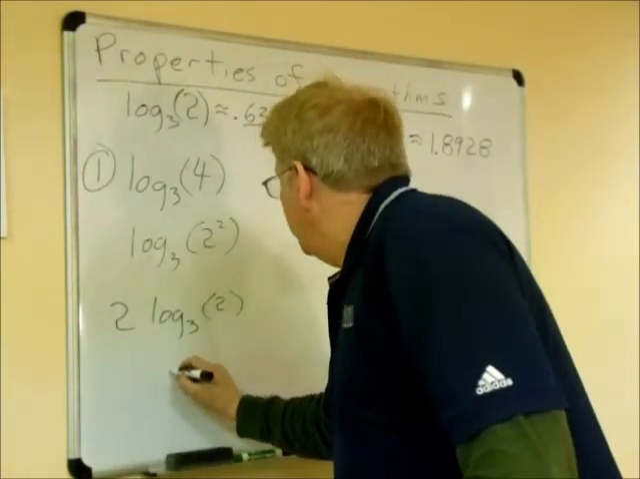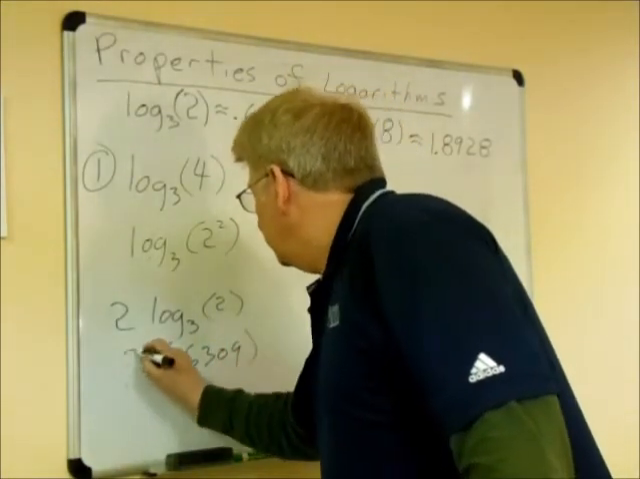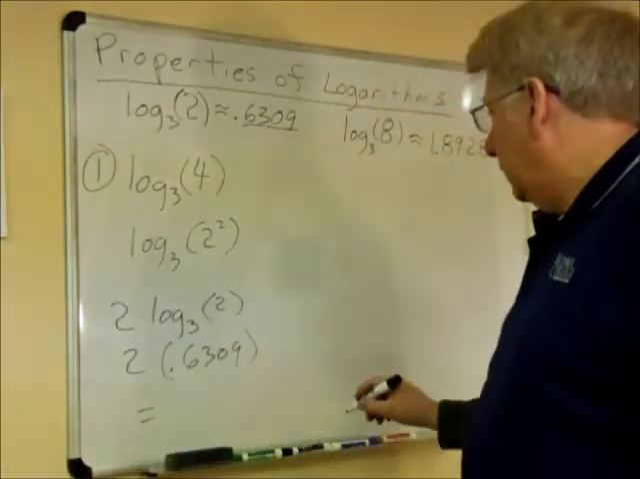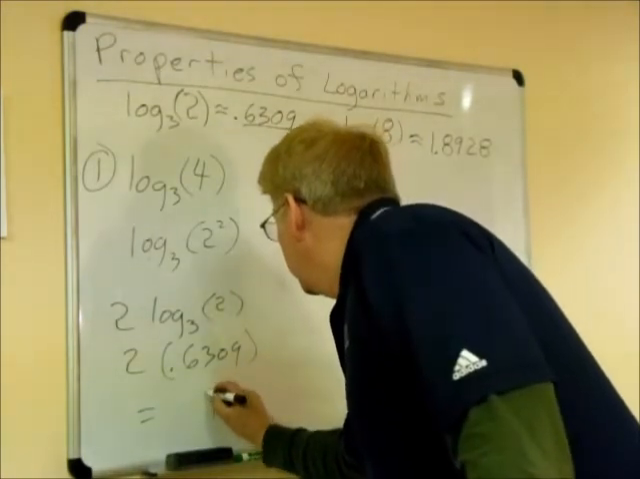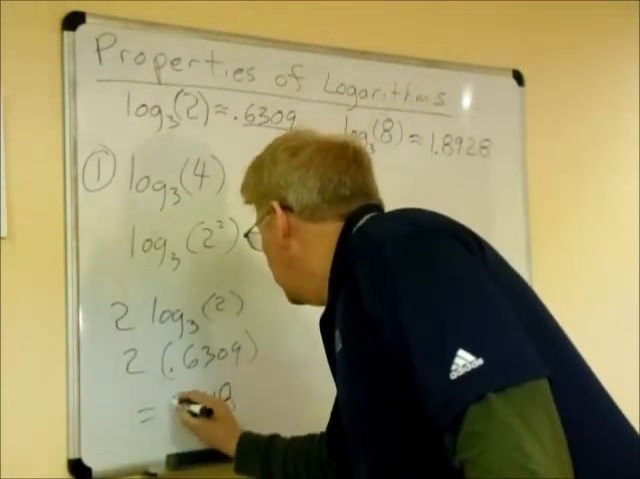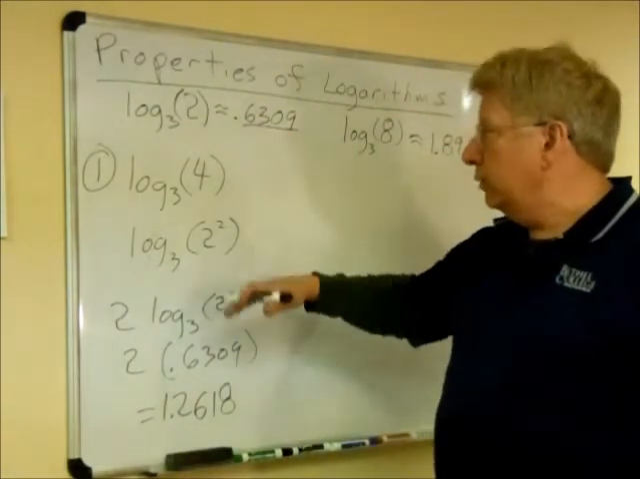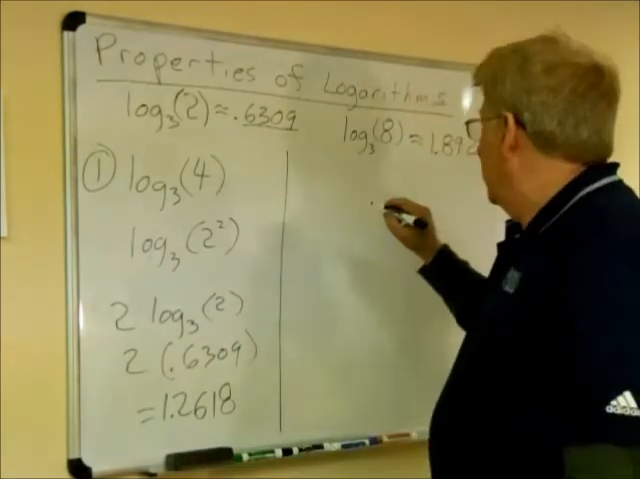Well, we were given that log of 2 to the base 3 is this. So we'll put 0.6309 in its place times 2. And that just gives us 2 times that value, which would be, let's see, 1.2618. So we've manipulated it around. Little exercise to let us use those properties.